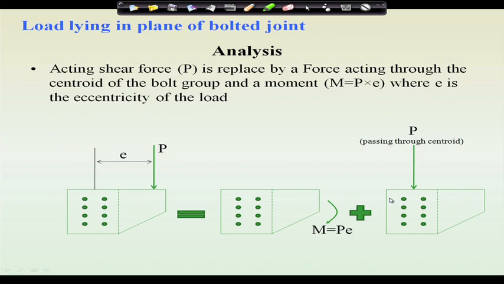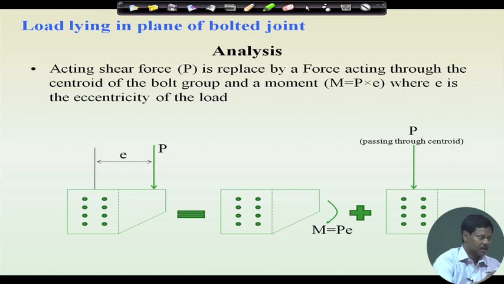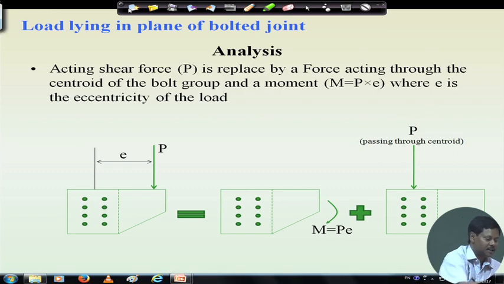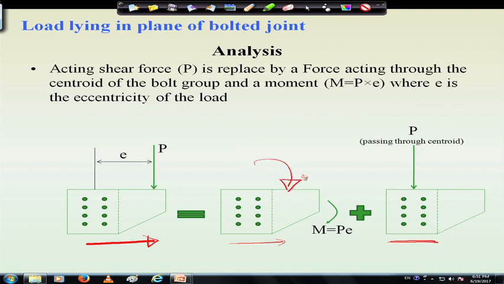So, if we start with the load lying in the plane of the bolted joint, then we can see that this case can be made equivalent to M equal to P e, plus this direct load. So, we are dividing it into two parts: one is the moment due to eccentricity, and another is the centroid load.